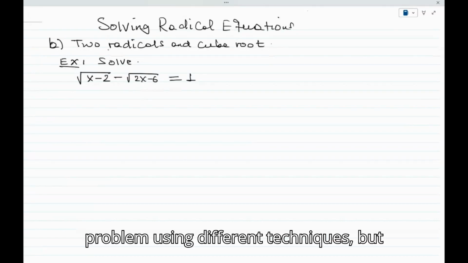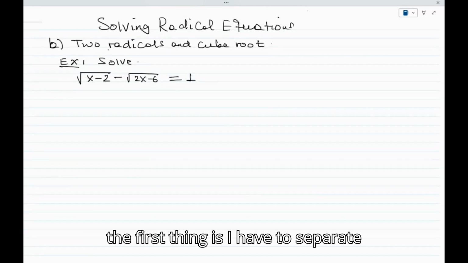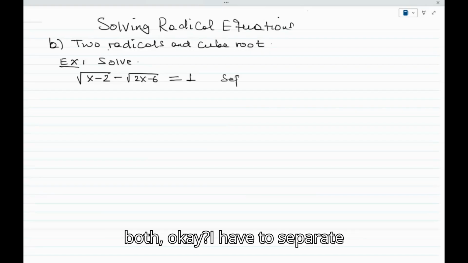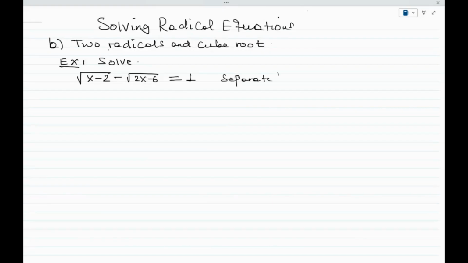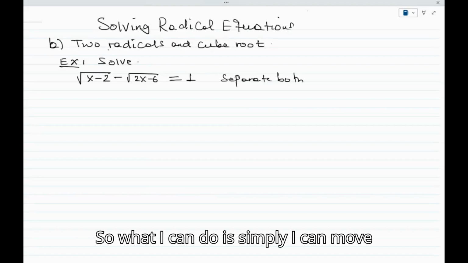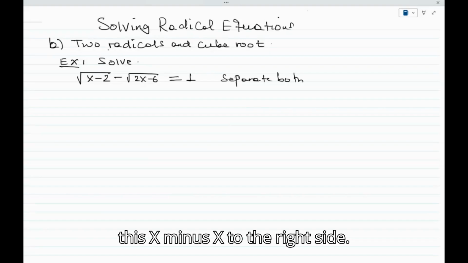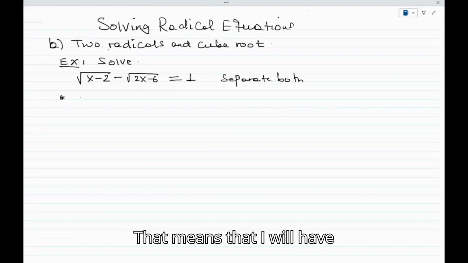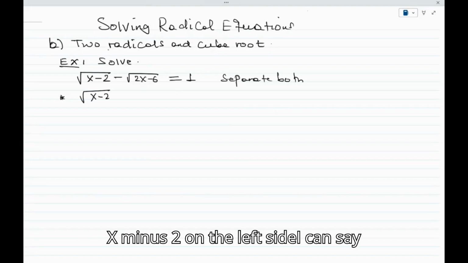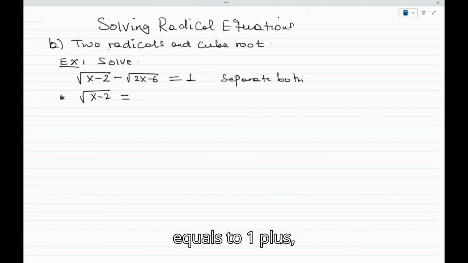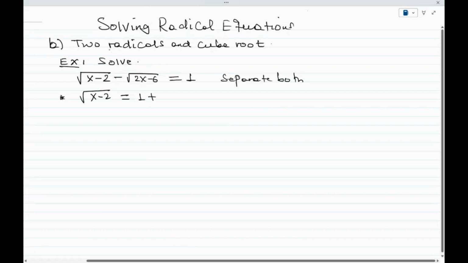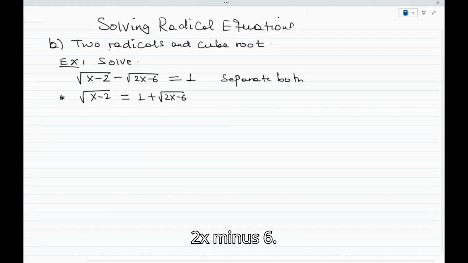I can tackle this problem using different techniques, but the first thing is I have to separate both radicals. So what I can do is simply move this minus the square root of 2x minus 6 to the right side. That means I will have the square root of x minus 2 on the left side, equals 1 plus the square root of 2x minus 6. Okay, great.